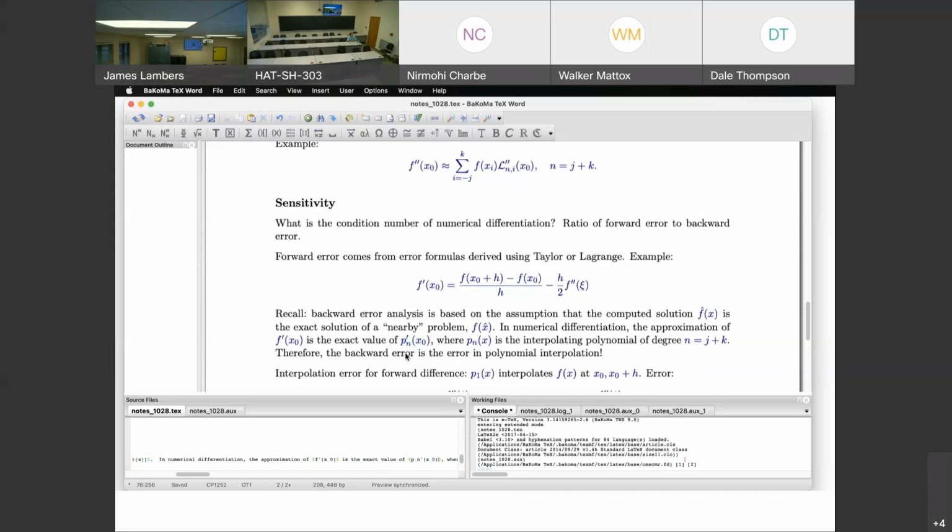So a distinction between our exact input and our approximate input, that's a backward error. What is our exact input? That's f of x. That's what we're trying to take the derivative of. Our approximate input is the interpolating polynomial, Pn of x. So f minus Pn, that's the backward error.